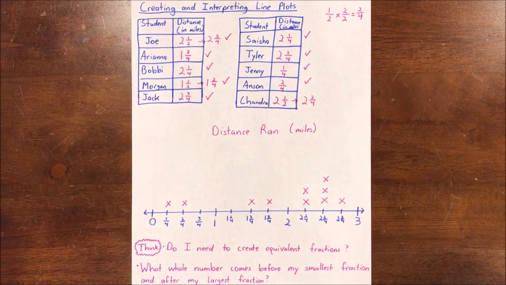Okay, great. So the whole point of creating a line plot is to display measurement data so that you can interpret it or begin to find patterns and observations. And we're going to do that with our Try One More questions today.